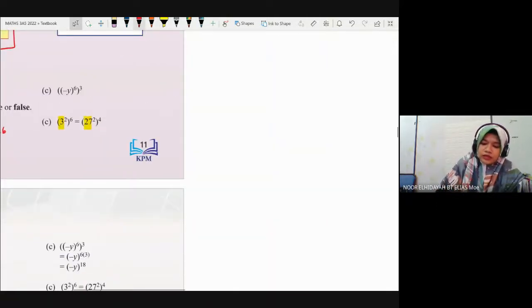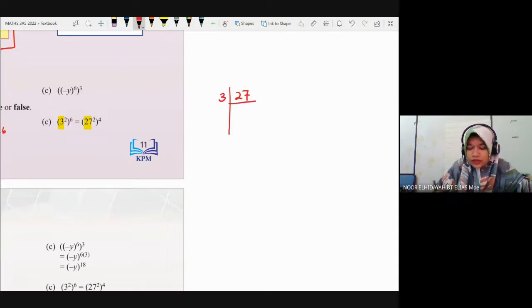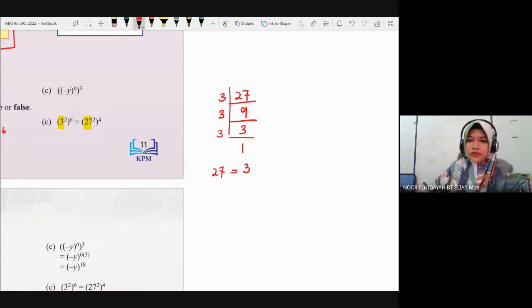Ingat balik, ada dua method. 27 nak tukar pada base 3. Sama ada nak guna repeated divisions or repeated multiplication. Base 3, so you have to divide by 3. 27 divided by 3 is 9. 9 divided by 3 is 3. 3 divided by 3 is 1. You divide sampai dapat 1. So 27 you change into base 3, what is the answer? 3 to the power of what? Yeah, 3 to the power of 3.